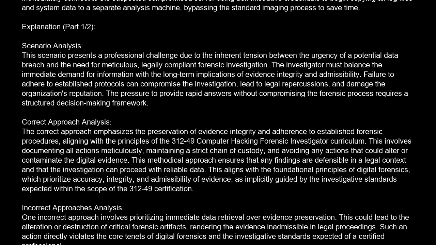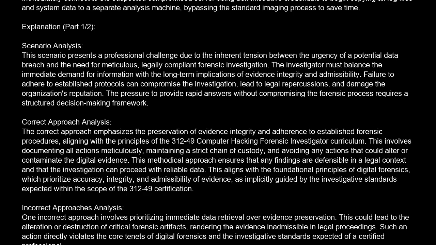Explanation. Scenario analysis. This scenario presents a professional challenge due to the inherent tension between the urgency of a potential data breach and the need for meticulous, legally compliant forensic investigation. The investigator must balance the immediate demand for information with the long-term implications of evidence integrity and admissibility. Failure to adhere to established protocols can compromise the investigation, lead to legal repercussions, and damage the organization's reputation. The pressure to provide rapid answers without compromising the forensic process requires a structured decision-making framework.